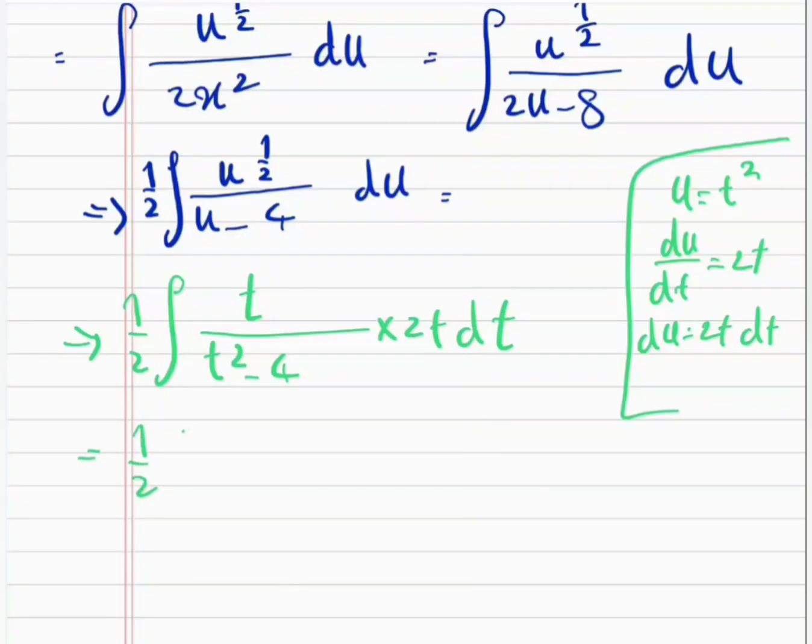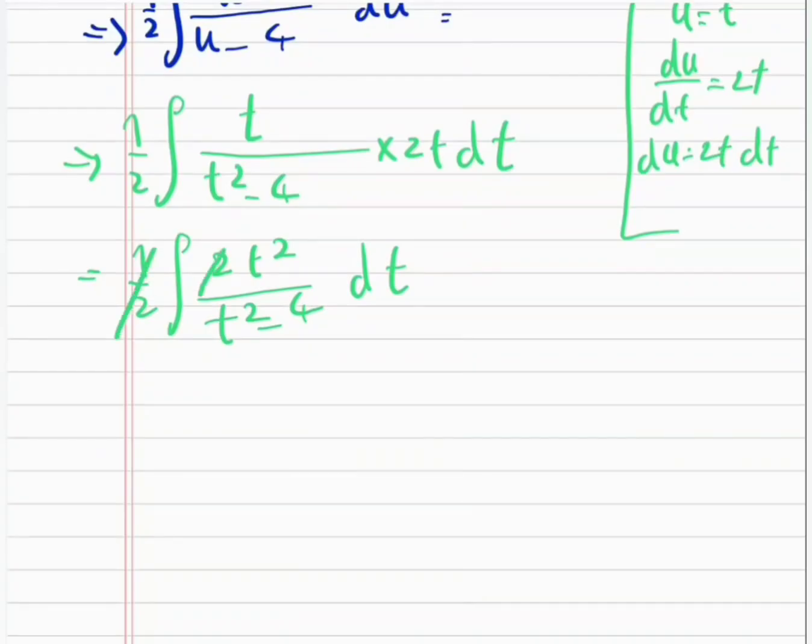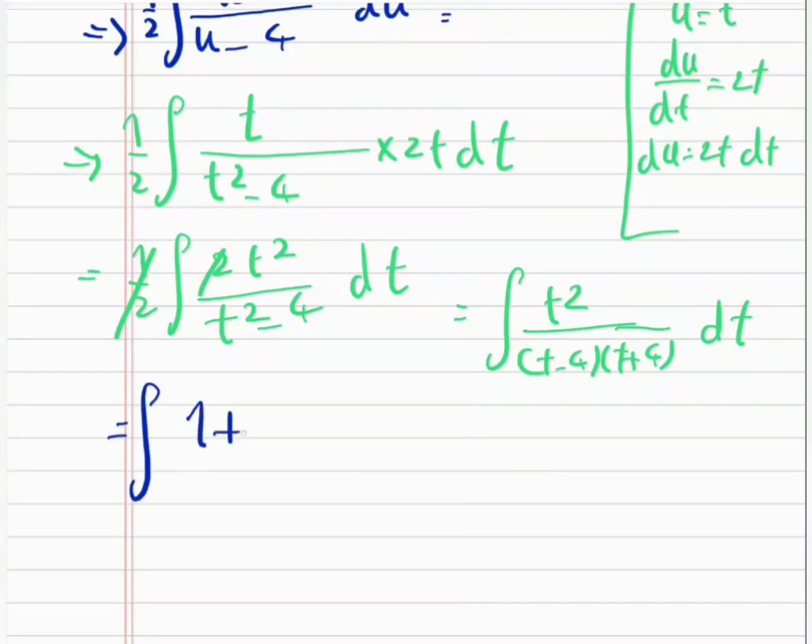So we get a half, 2t squared over t squared minus 4 dt. So this cancels out, and then we'll have just t squared over t minus 2 times t plus 2 dt. Now at this point we just need to use partial fractions, and by doing so we'll get 1 plus 1 over t minus 2 minus 1 over t plus 2 after using partial fractions.